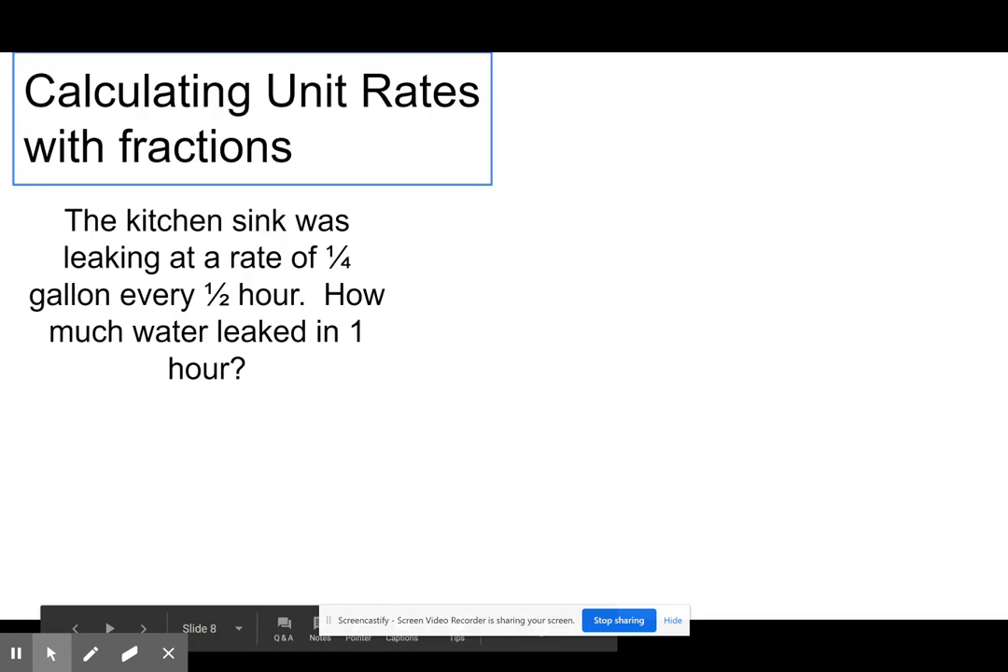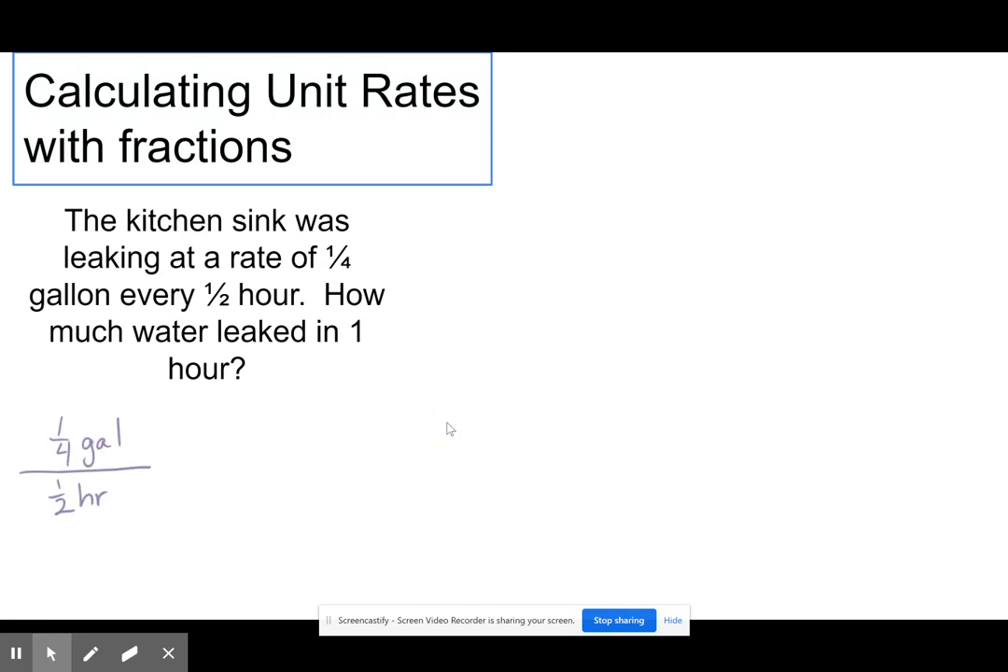Now, sometimes we're going to be faced with fractions, but we've got this. No worries. The kitchen sink was leaking at a rate of 1/4 of a gallon every half hour. How much water leaked in 1 hour? There's the unit rate question, per 1.